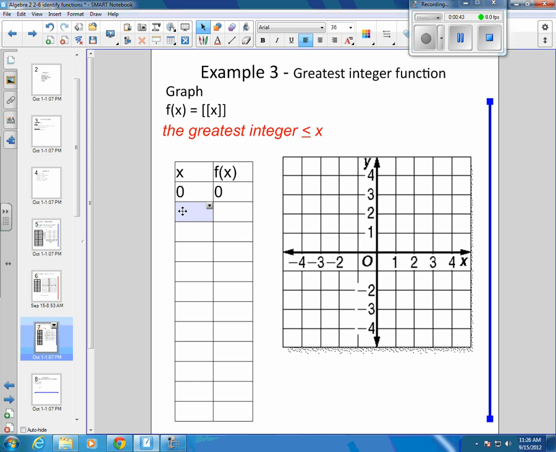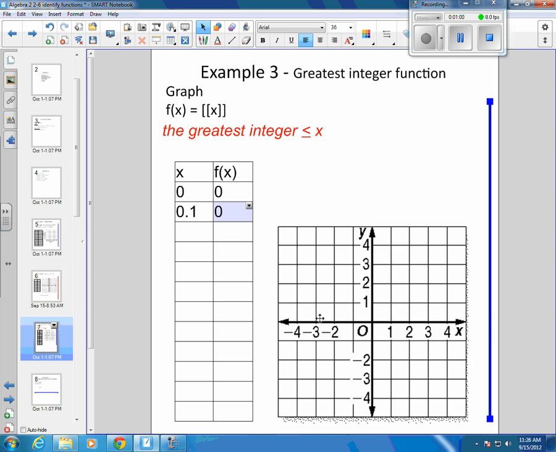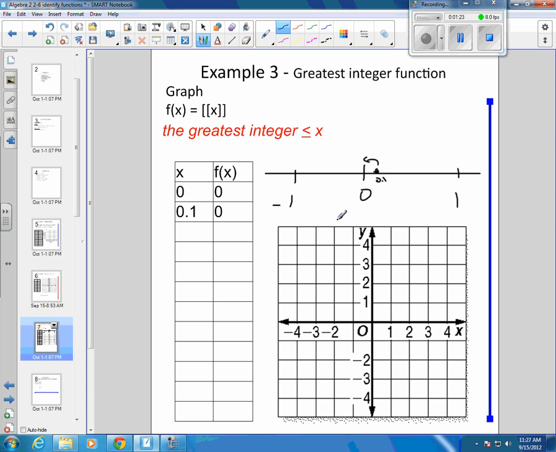What about if I'm at 0.1? Is 0 less than or equal to 0.1? What is the integer that is less than or equal to 0.1? Well, that would be 0. Let's move this down. Let's grab a number line up here. Throw a number line on here and take a look at it. If I'm at 0, I'm at -1, I'm at +1. 0.1 is right here. And the integer that is less than or equal to it, that's 0.1, would be 0.